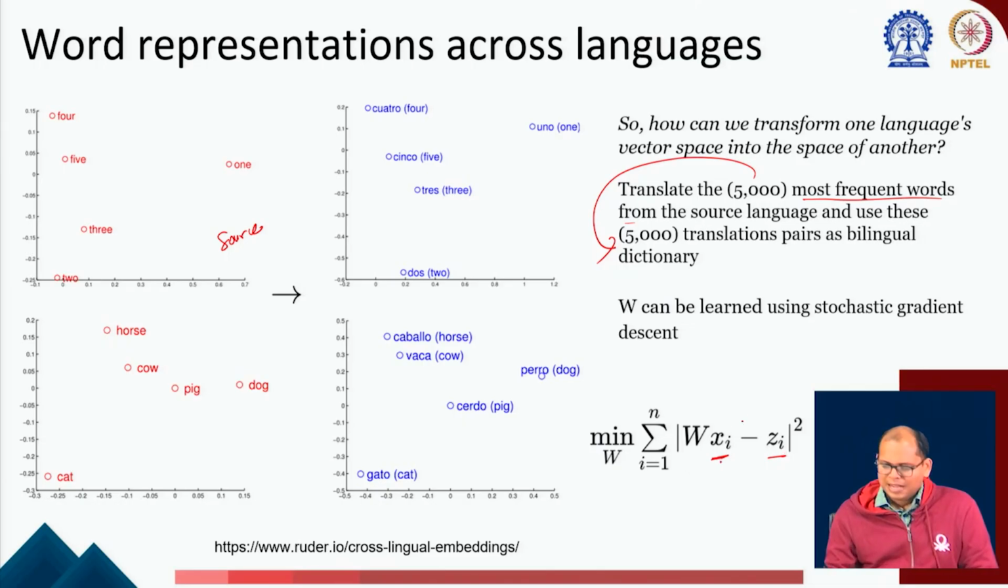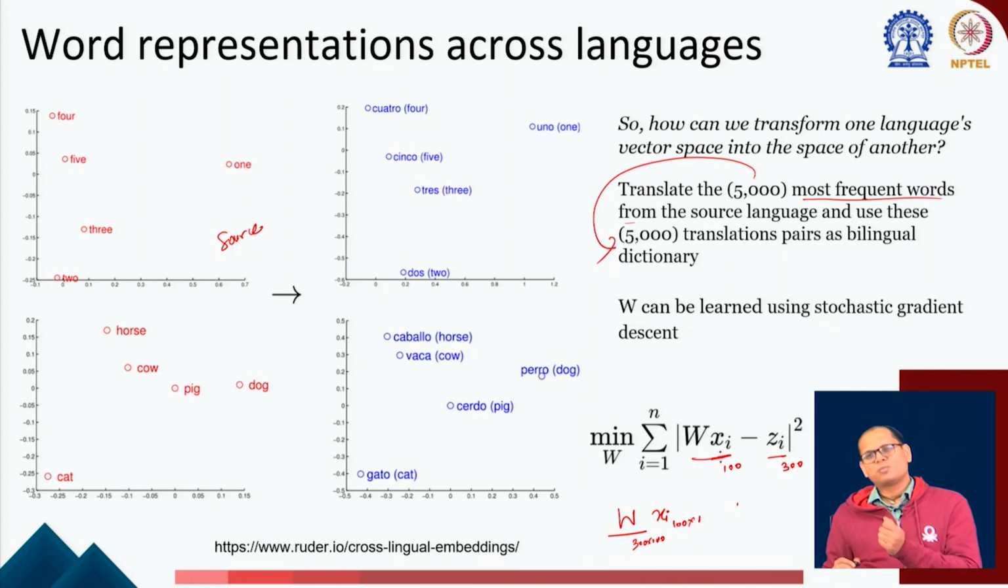So, what I will do, I will say, okay, I will multiply xi with a matrix W. Now, W can even take care of dimension. Let us say xi is from 100 dimension, zi is 300 dimension, fine. So, my W matrix will be 300 cross 100. So, when I multiply with xi, 100 cross 1, I get a 300 cross 1 representation, right. So, now I am saying Wxi should be as close as possible to zi, right.